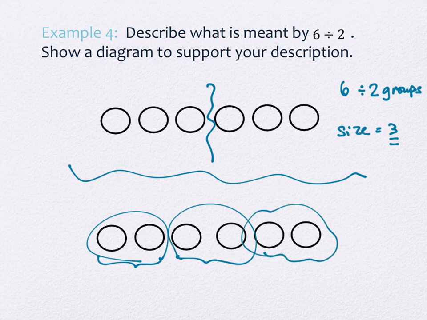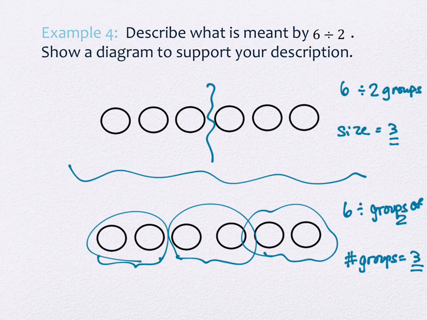So in this structure, I say I have 6 divided by groups of 2. And what happens is that the number of my groups, which is 3, is the answer that comes out. So the answer is not how many are in each group, right? The answer is how many groups do I have at the end. Okay, everybody okay with those 2 imageries?